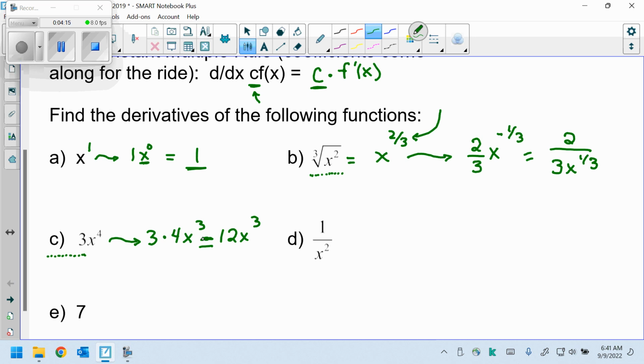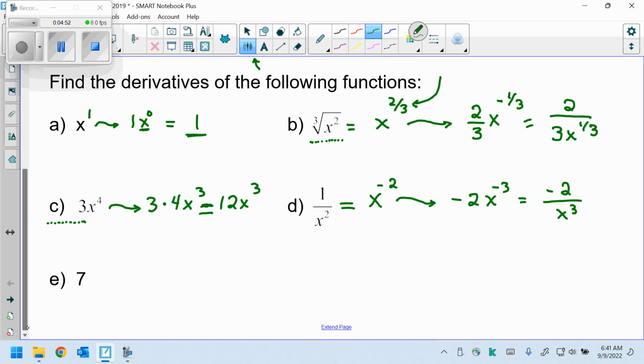Letter D. Let's think of that as x to the negative 2, because we're pretty good if we have an exponent. Now let's find the derivative of that. Well, the rules don't change. You bring that negative 2 around front. You decrease the exponent by 1, making it a negative 3, and that's the correct answer. Now you could write it as negative 2 over x to the 3rd, and that would be fine.